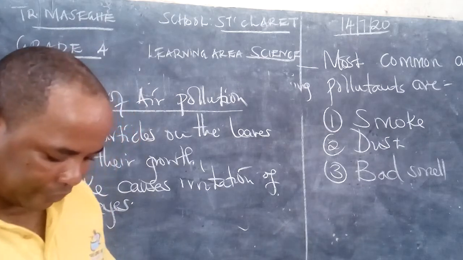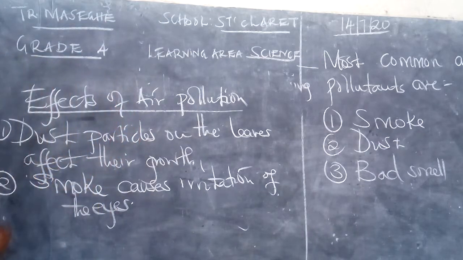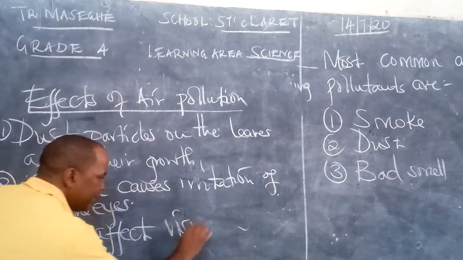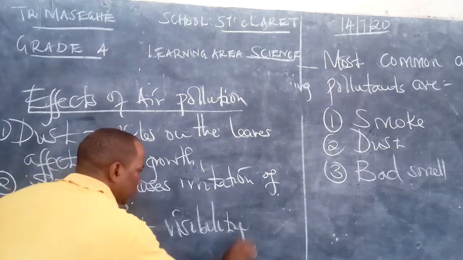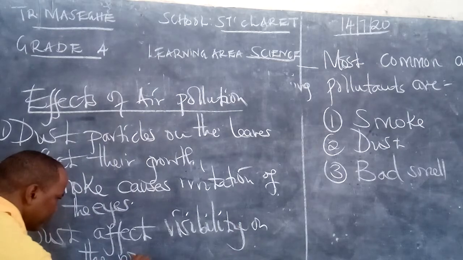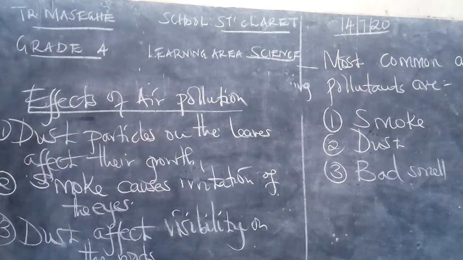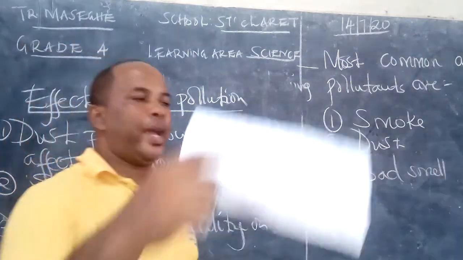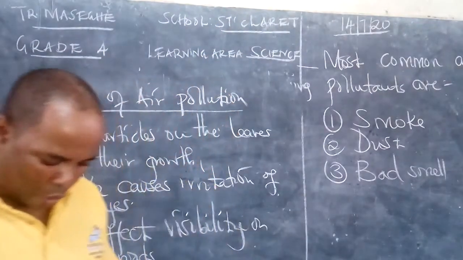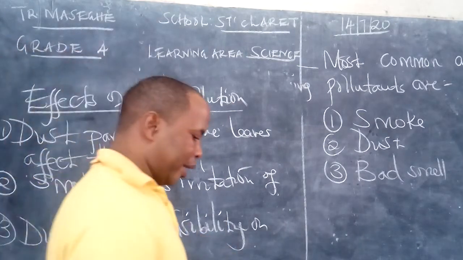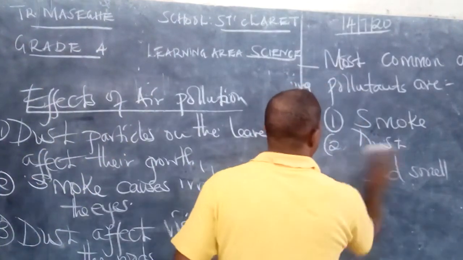Another thing, as I've said, three, dust affects visibility on the roads. So the drivers or the pedestrians won't be able to see an oncoming vehicle. Therefore, it may result in accidents. So that is also one effect of air pollution.